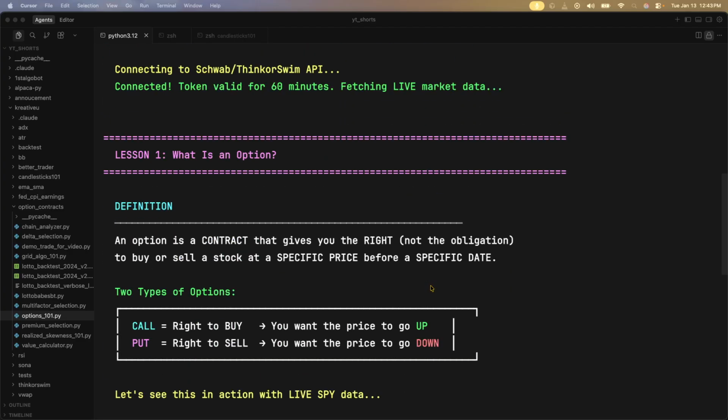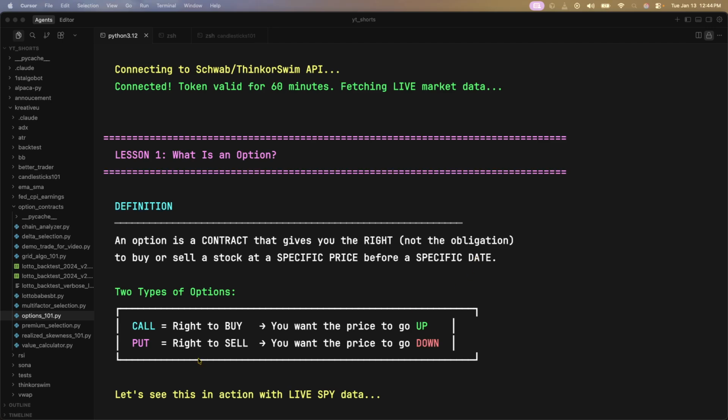So what is an option contract? We have to start with the basics. An option is a contract that gives us the right, but not the obligation, to buy or sell a stock at a specific price. That specific price is also known as our strike price, before a specific date. That specific date is also known as our expiration date.